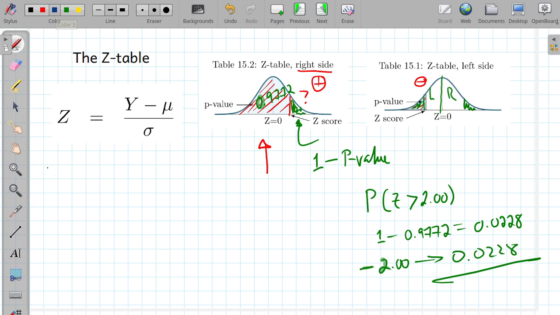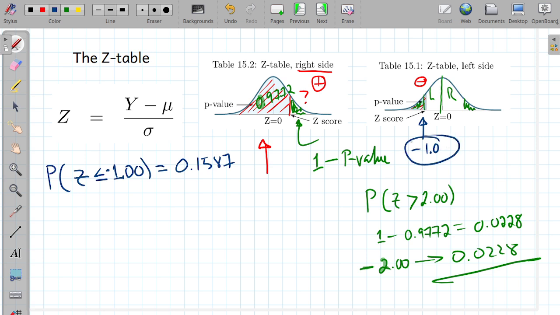So let's say I want to know the probability of z being less than or equal to negative 1.00. I already know this one. This one comes up all the time. This should be 0.1587. That would be like saying this value here is negative 1.0, so one standard deviation below the mean.